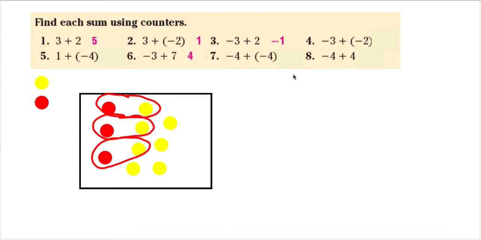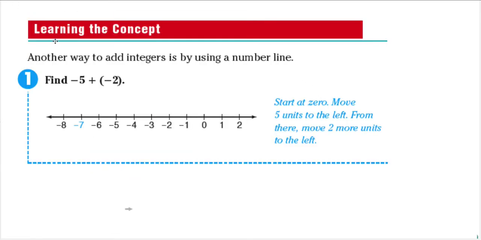Okay, and if you do this on your own, 4, 8, 5, and 7. Okay, pause the video, do that on your own. Okay, the answer would be negative 3 plus negative 2 is negative 5. This would be negative 3. Negative 4 plus negative 4 would obviously give you negative 8. And this would be 0. Okay, and that's how you add using counters.